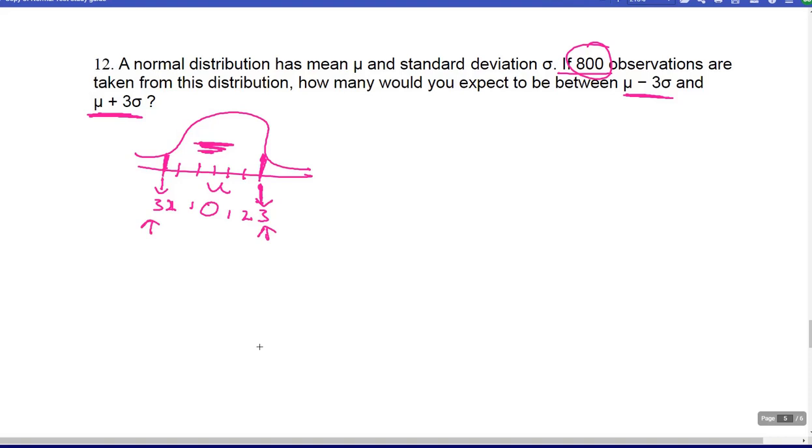What if it was the same problem, only it says find the probability between mu minus a standard deviation and mu plus a standard deviation? In this case, how many standard deviations am I above the mean? 1. How many standard deviations am I below the mean? 1.